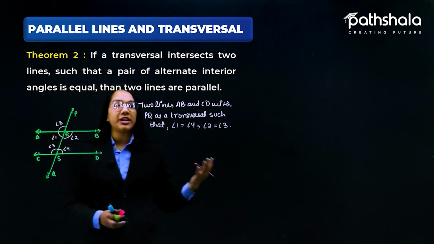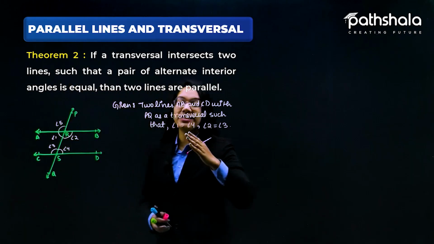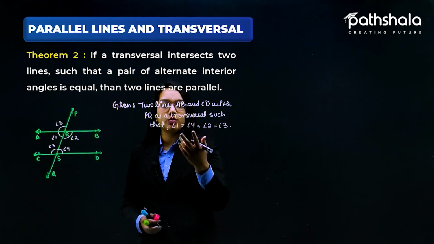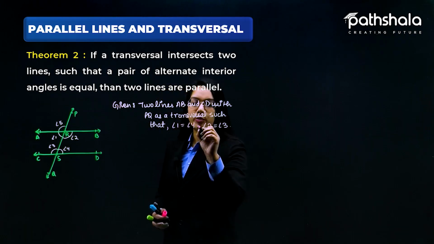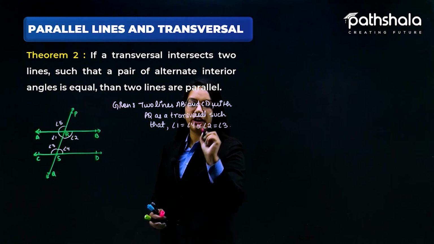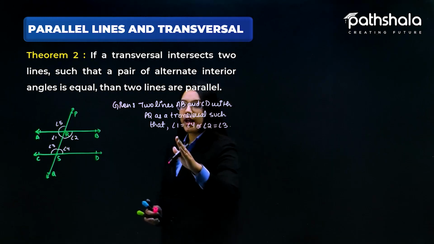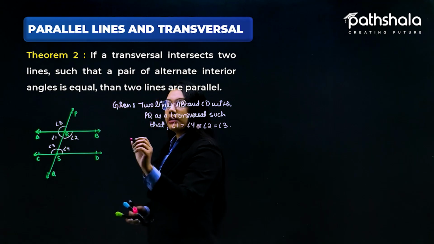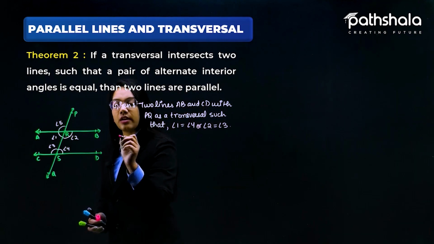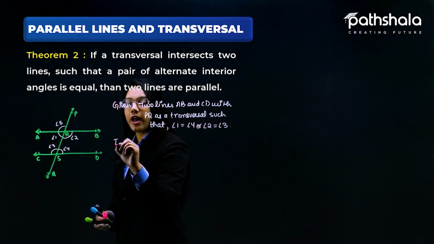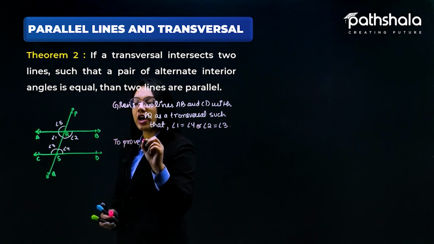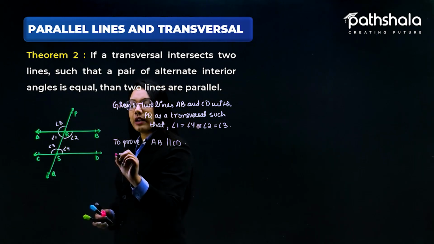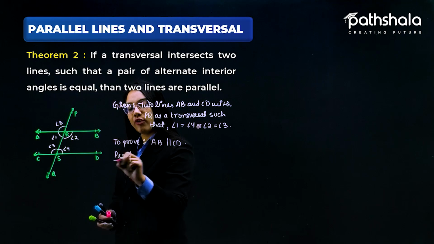A pair of alternate interior angles is equal, so there is one such condition between the two: either angle 1 is equal to angle 4, or angle 2 is equal to angle 3. Now let us start proving. We have to prove that AB is parallel to CD. So let's start the proof.